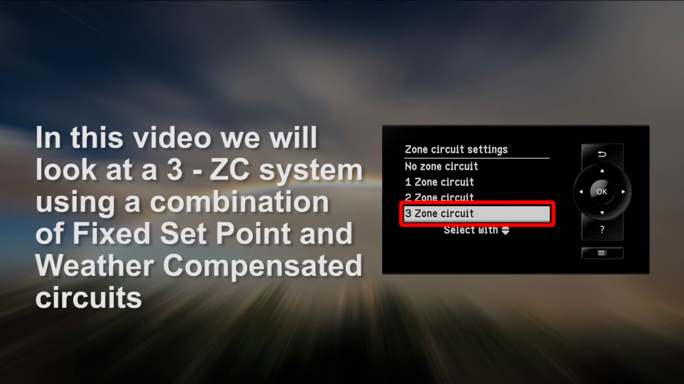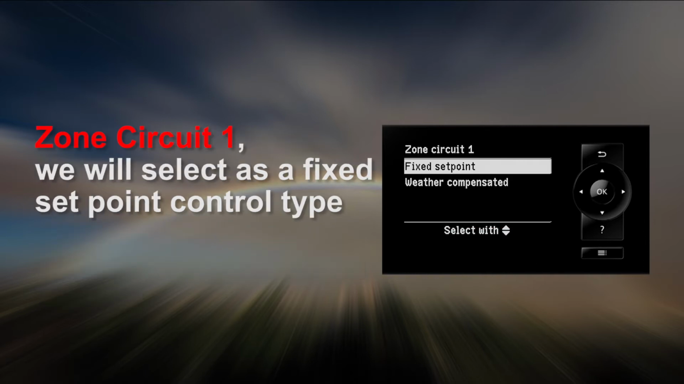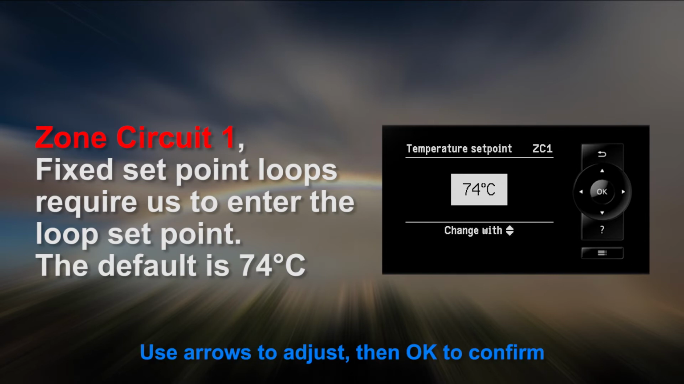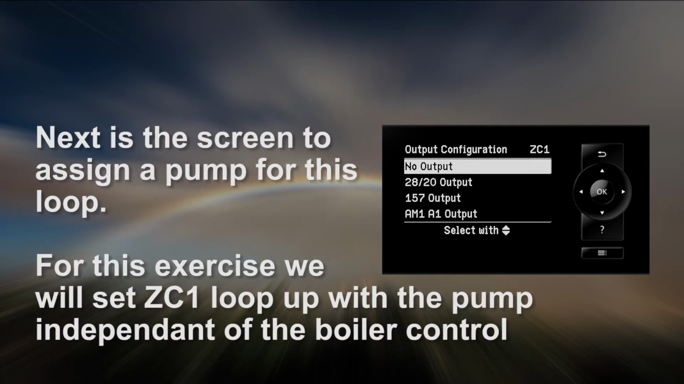In this video, we will look at a 3-zone circuit system using a combination of fixed set point and weather-compensated circuits. For zone circuit 1, we will select a fixed set point control type. Fixed set point loops require us to enter a loop set point. The default is 74C. Next is the screen to assign a pump for this loop.